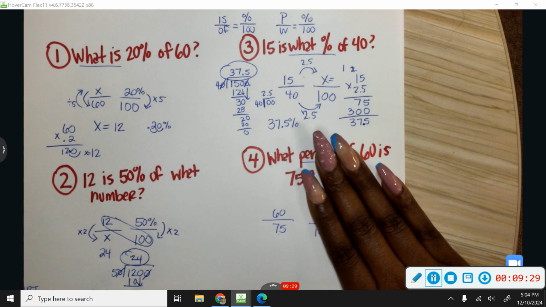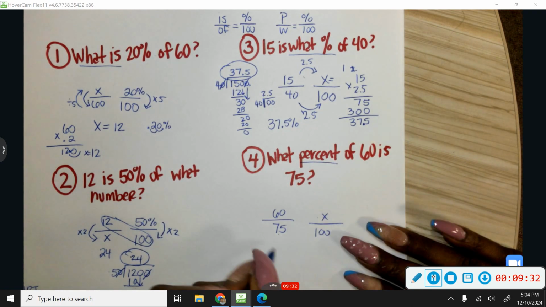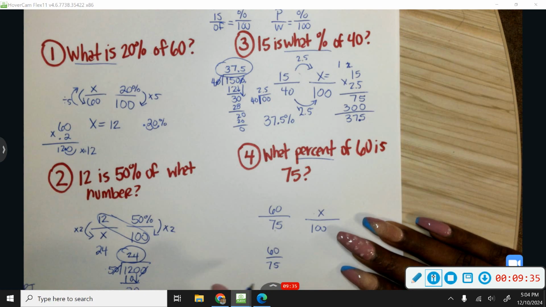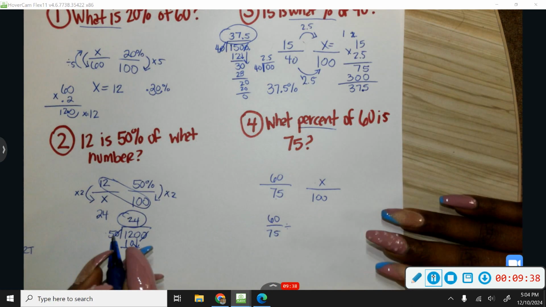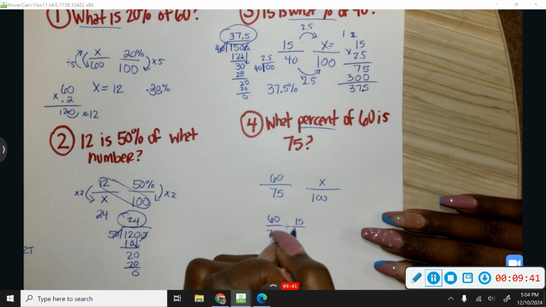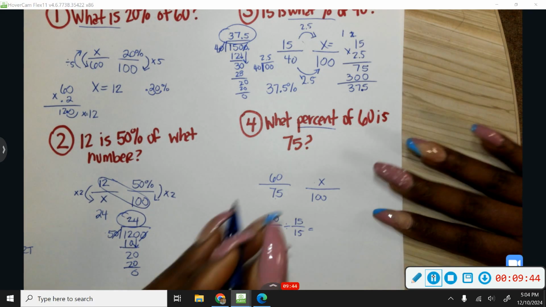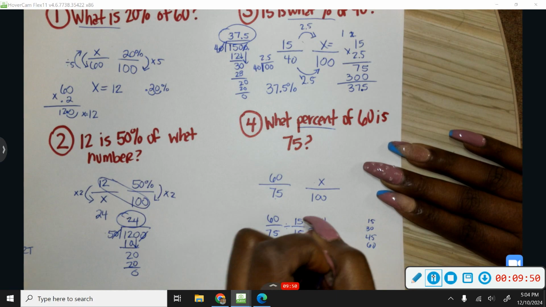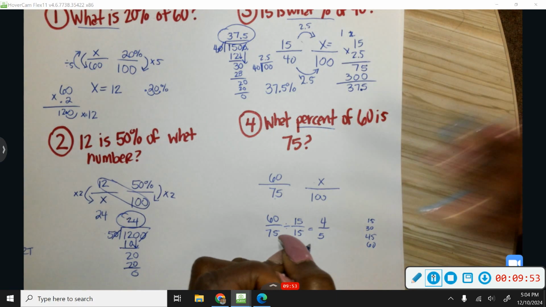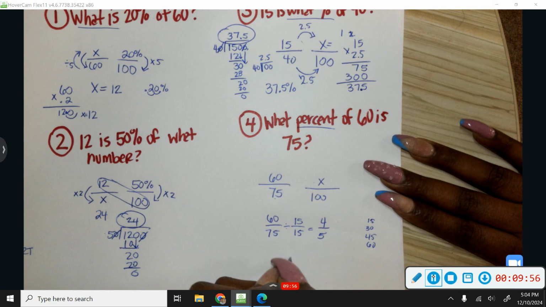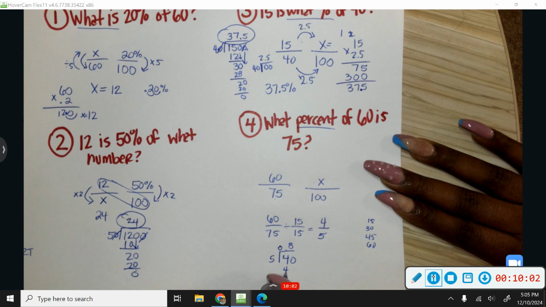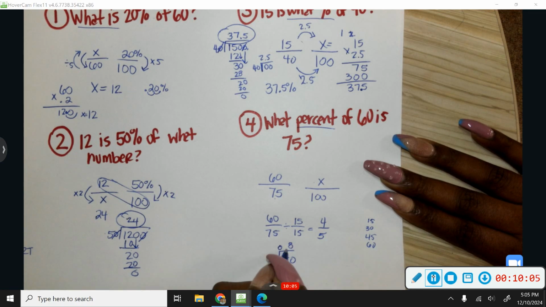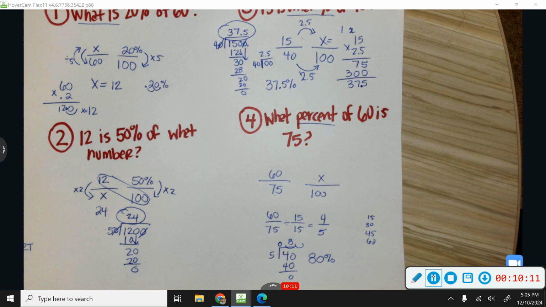So in this case, we can ignore this part for right now, and let's figure out what's the number that I can make this number a little bit smaller by reducing it. So I know that both numbers go into 15, and I get 15, 30, 45, 60, so 4 over 5. And in this case, I can top in, bottom out, and that gives me 8. And I'm going to just move my decimal 2 times. 1, 2. And so that gives me 80%.